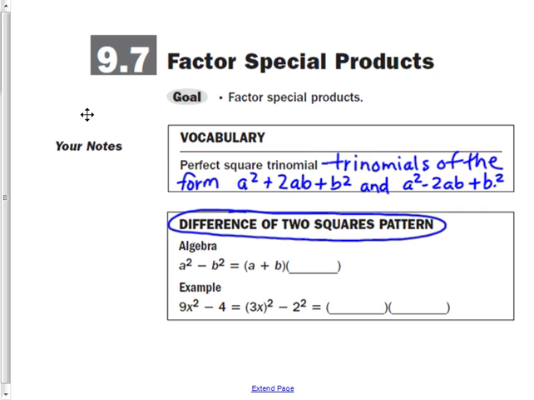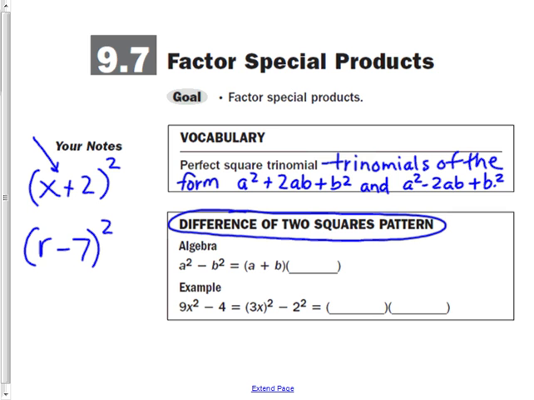Those were the trinomials that were the result of doing things like multiplying a quantity x plus 2 squared, so multiplying x plus 2 times itself, or multiplying r minus 7 squared. So they are what we call perfect square trinomials because they are the result of squaring a binomial of some sort.